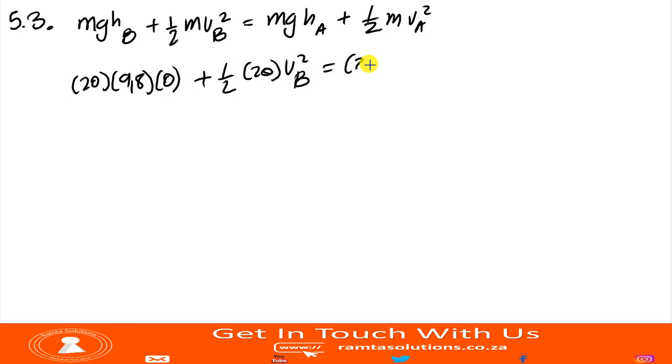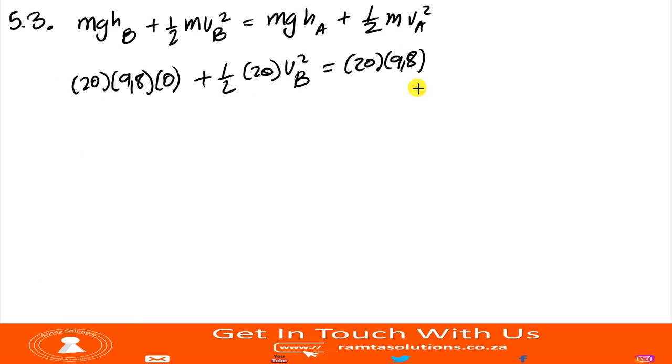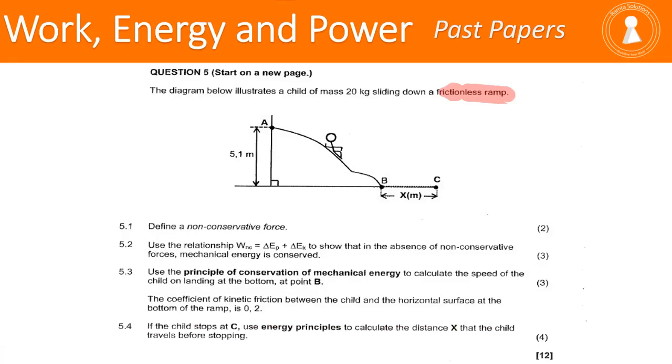Equals 20 times 9.8 times the height. The height is 5.1 meters. So there we go, 5.1 meters plus half. What is the mass? It's 20. What is the initial velocity? We need to be careful.